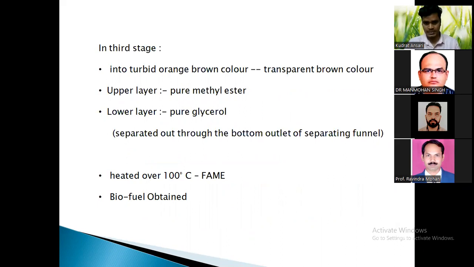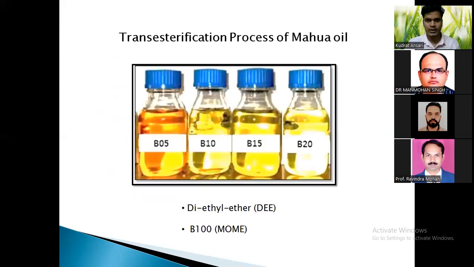So we have separated them, and in the final step we give heat of 100 degrees centigrade to remove the water content, and finally biodiesel is obtained. So this is the transesterification process of mahua oil.